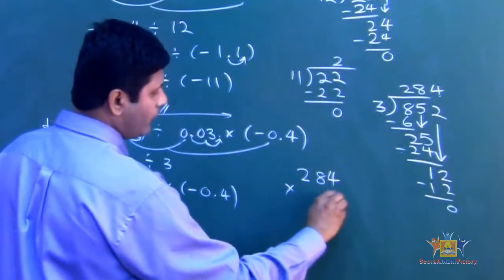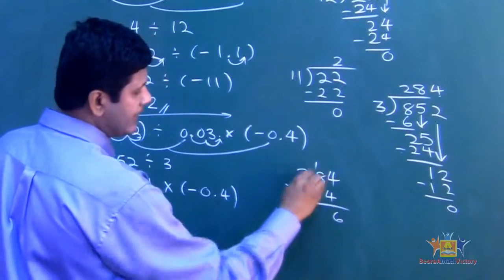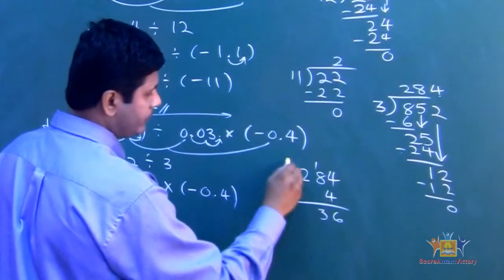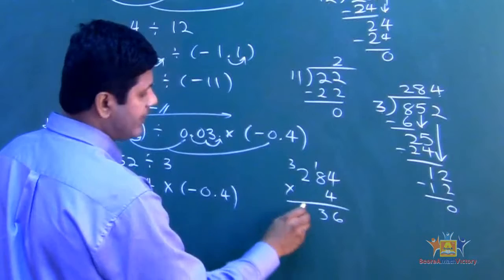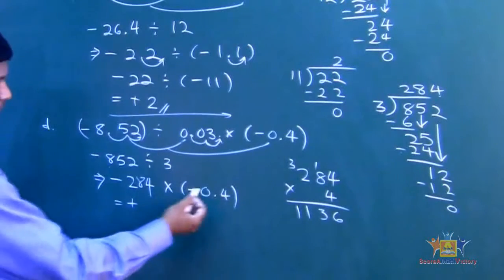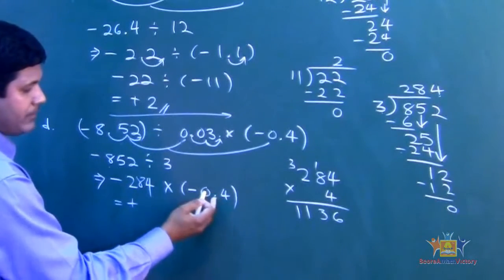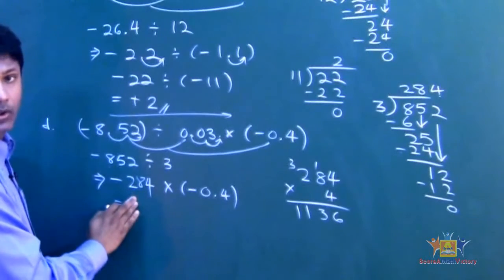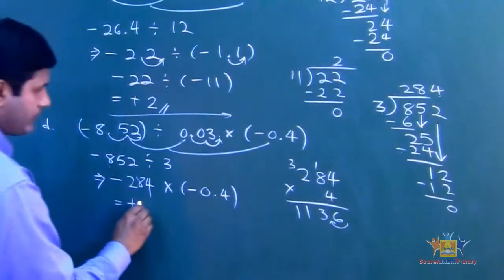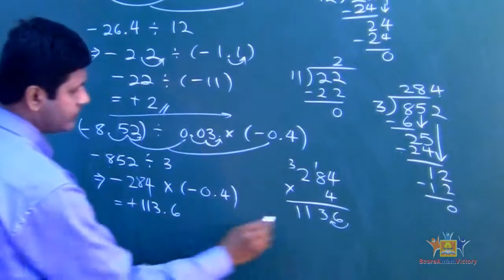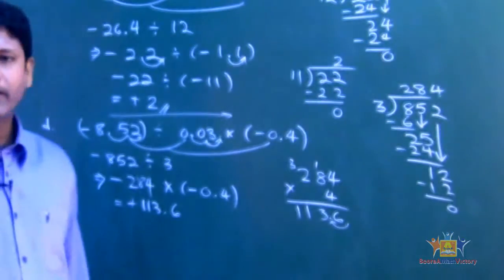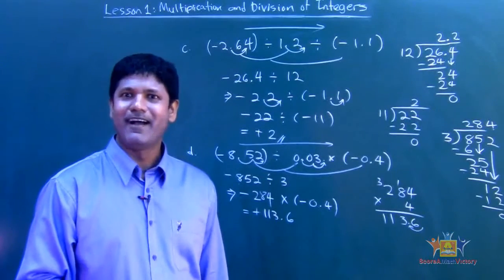284 with 4. 4 times 4 is 16. Carry 1. Put the 6 there. 4 times 8 is 32. Plus 1 is 33. Carry 3. 4 times 2 is 8. Plus 3 is 11. Now, with the multiplication, forget now, remember later. See that? We forget about the decimal. Now we've got to remember it back. How many numbers behind the decimal? Only 1. This is already a whole number. So this is only 1. Okay? So we just bring it back. So that gives me 113.6. Right there. 113.6.